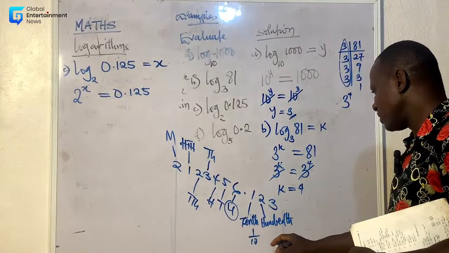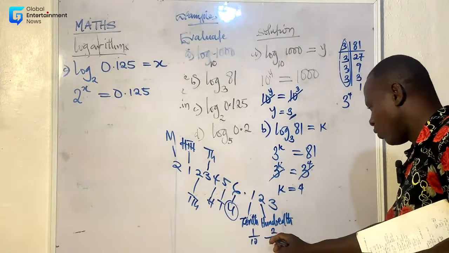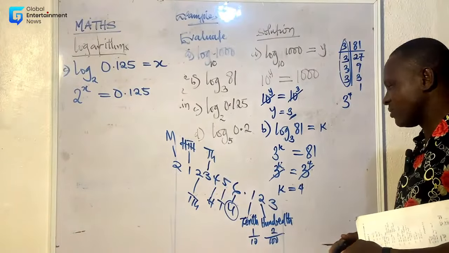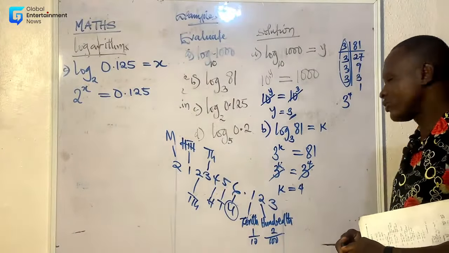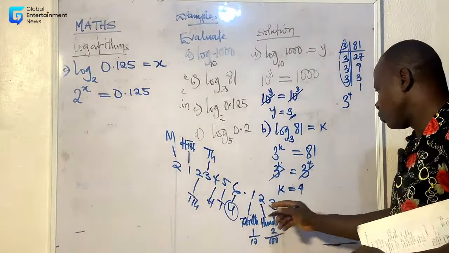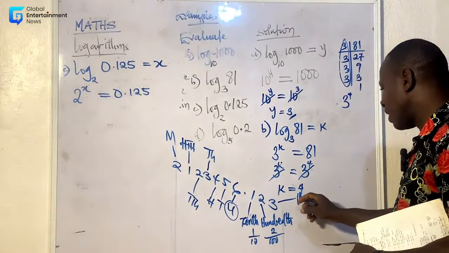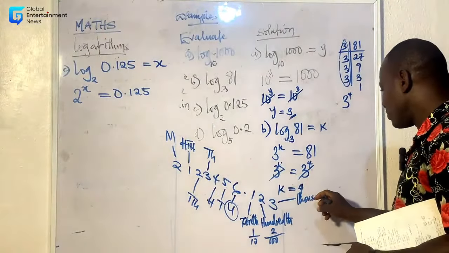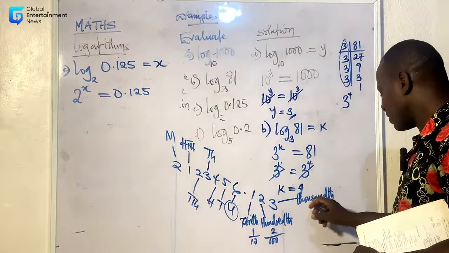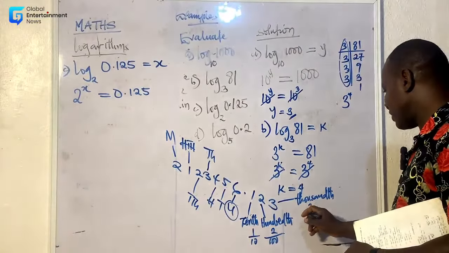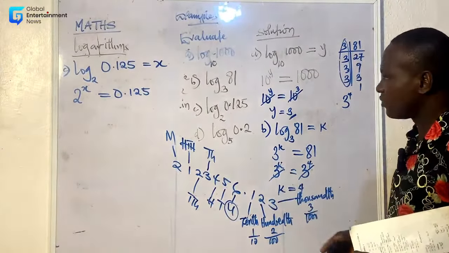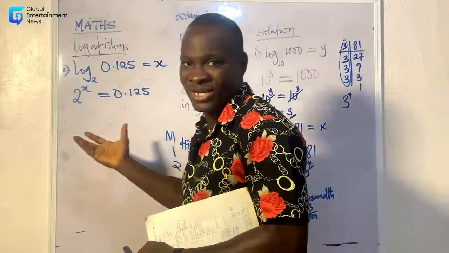And what is 100? 2 all over 100. If you divide it, you are going to get 0.02. And after the 2, what do we have? We have 3,000. Thousand, you can see TH is there. That means 3 all over 1,000. And the same thing is applicable to this.